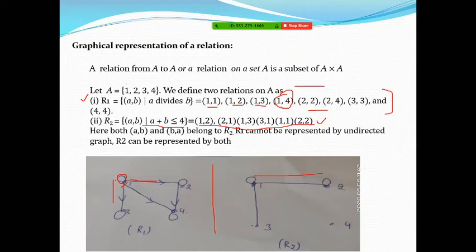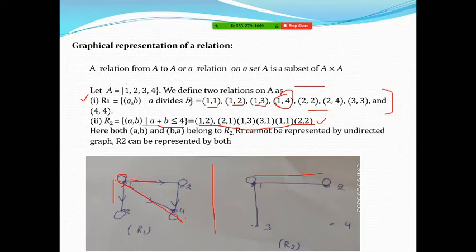So then you have to show which one is dividing. So 1 is dividing 4. The default meaning of this arrow is that this side represents the first member, and on the other side, towards the right, you can see the initial vertex and the terminal vertex. So the initial vertex is 1 and the terminal vertex is 4. So the relation is from 1 to 4.